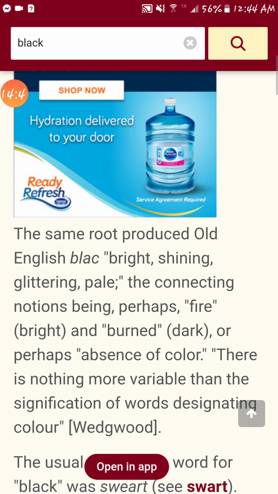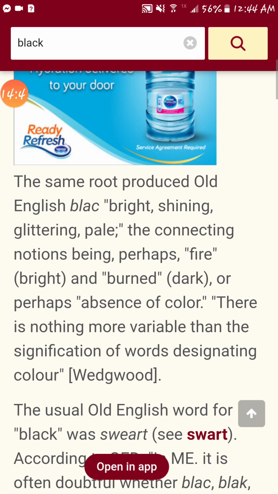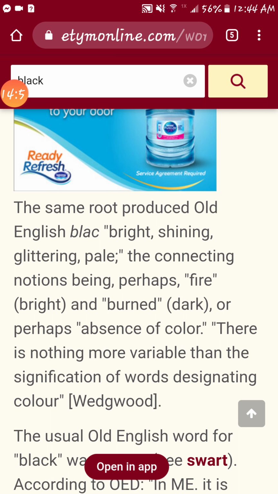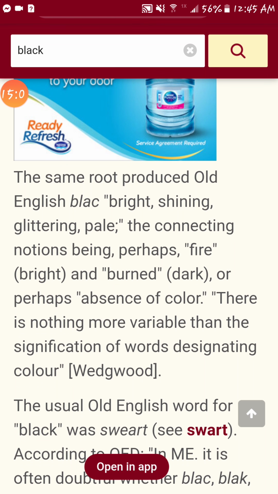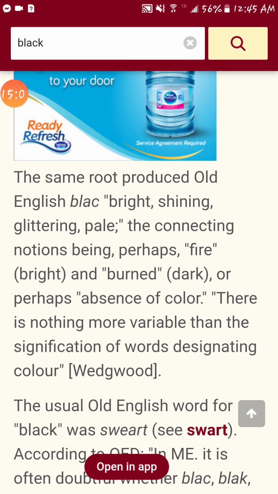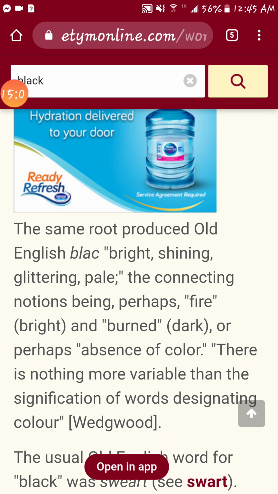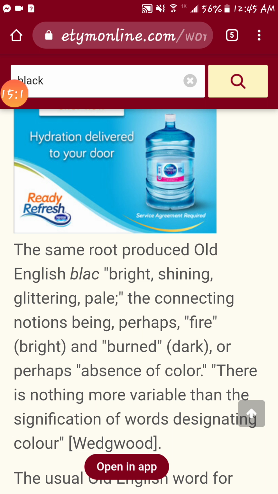Okay? This is where we get to the nitty-gritty, guys. The same root produced Old English black, bright, shining, glittering, pale. Pale, shining, bright. When you're black, when you call yourself black, what you're really saying is that you are pale. You are a pale-skinned person.